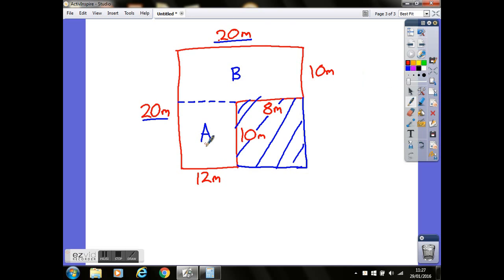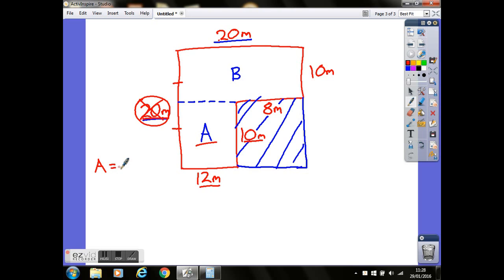So what are we going to times together for shape A? Now we've got three sides that go around it completely. So we've got the 12 down here, we've got the 10 here, and we've also got the 20. But we can't use this 20 because it goes through both shapes. So that one we don't need. We can get rid of that one straight away. So now we're only left with these two sides. We've got 12 and 10.